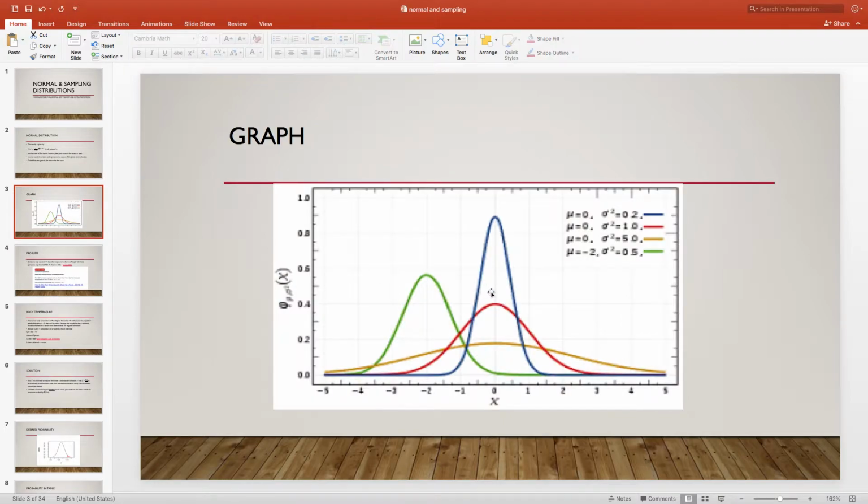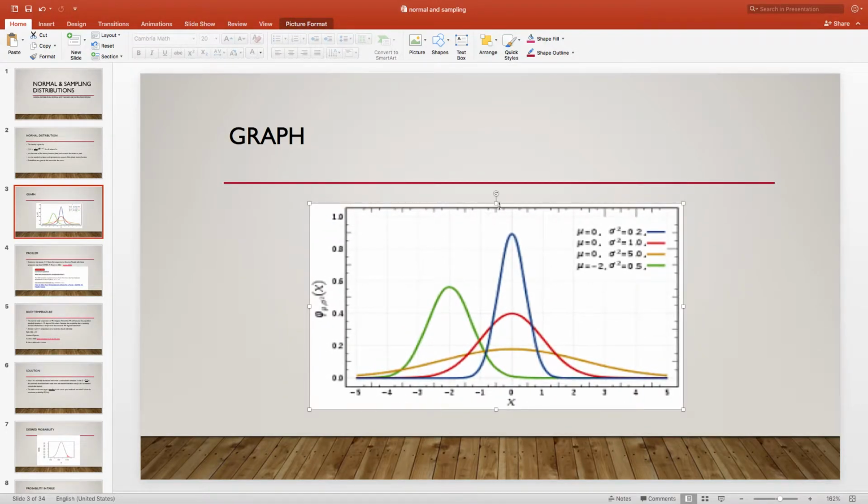Here's a whole bunch of different graphs of the normal distribution. Let's see if we can make this a little bit better.